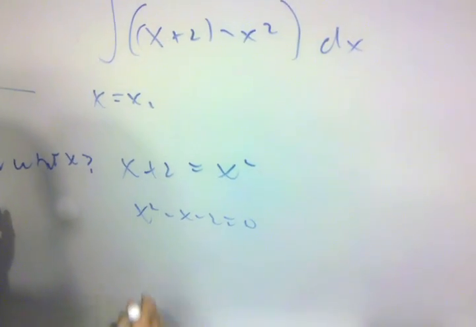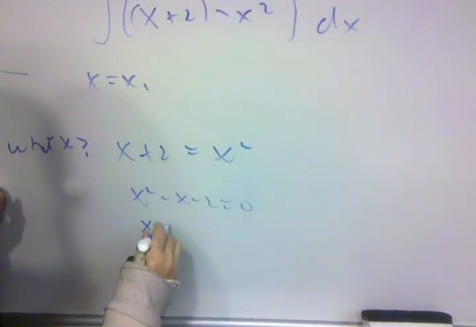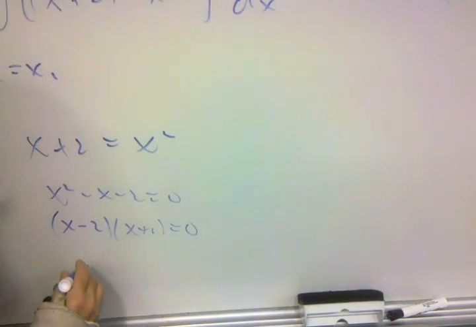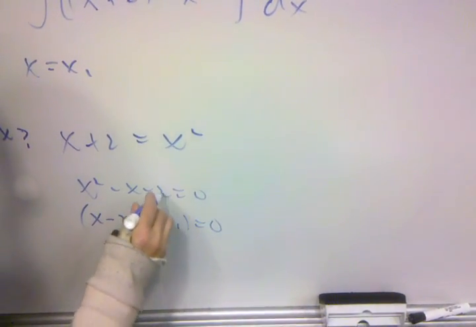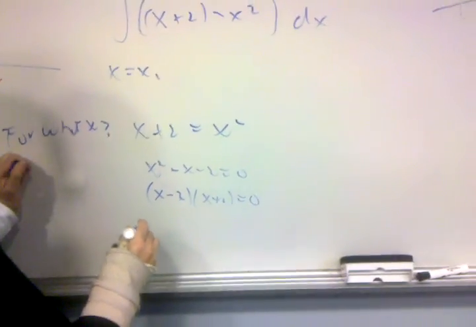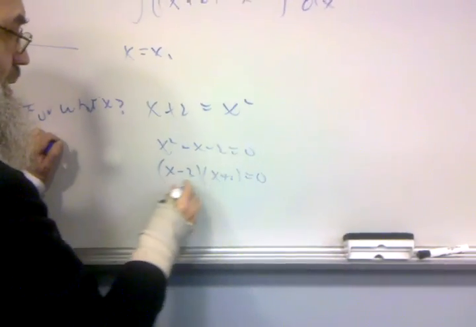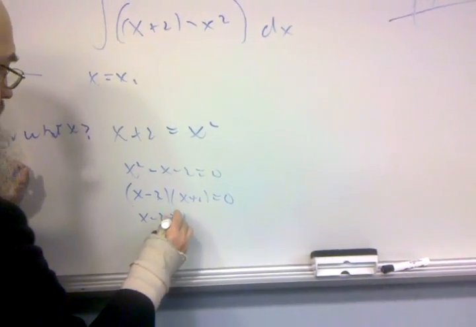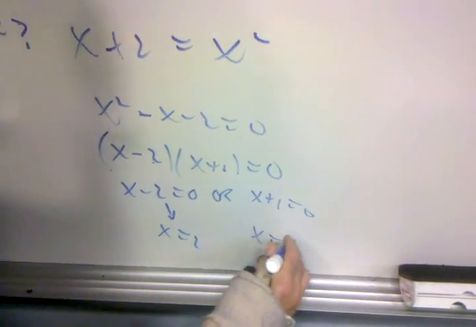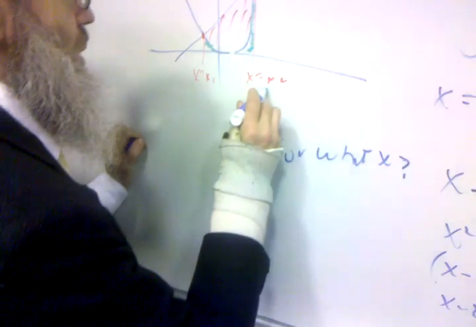Let's solve that equation. This is x minus 2 times x plus 1 equals 0. Because minus 2 times plus 1 is minus 2, and minus 2 and plus 1 add to be this middle number, minus 1. By the zero principle, you're multiplying two numbers to get 0. One has to be 0. So x minus 2 equals 0, or x plus 1 equals 0. This gives the answer x equals 2. This gives the answer x equals minus 1. So x2 is 2, and x1 is minus 1.